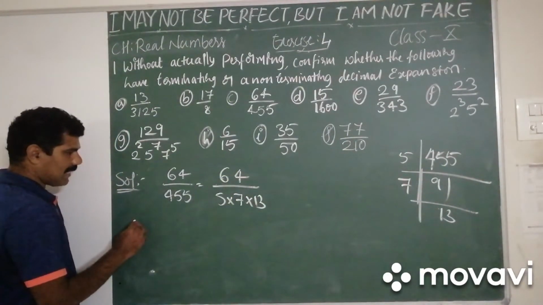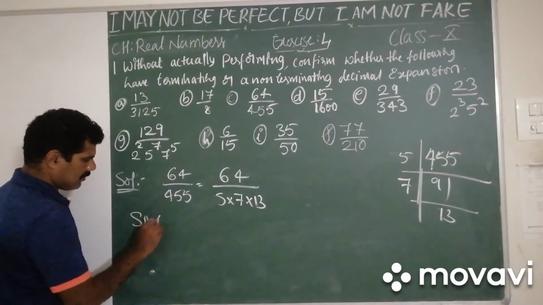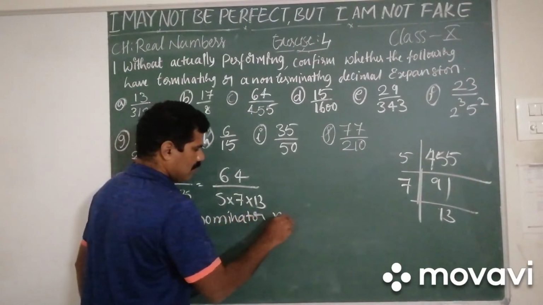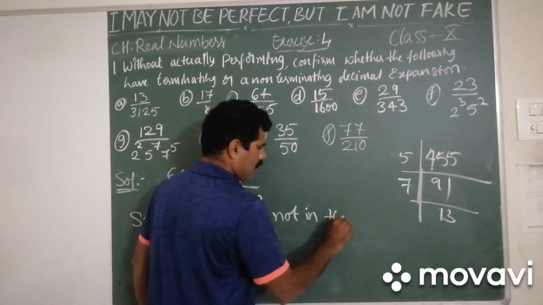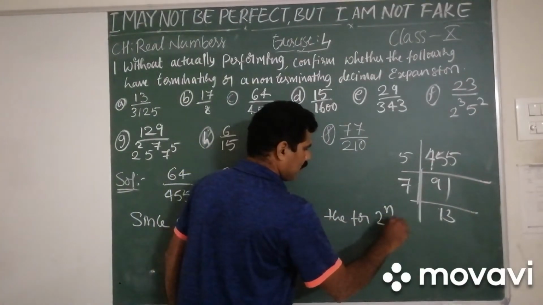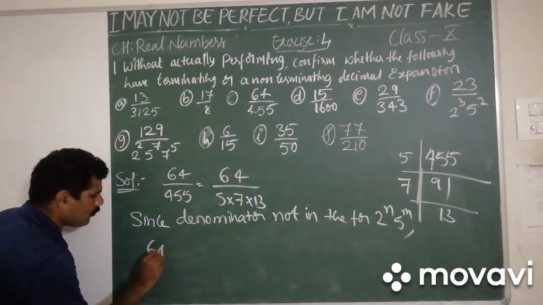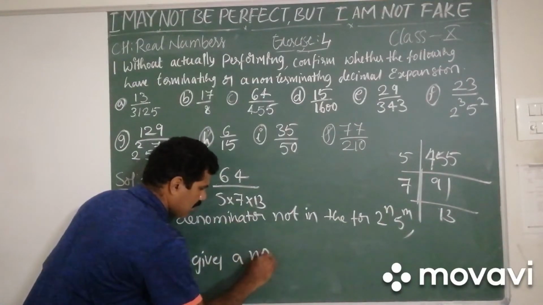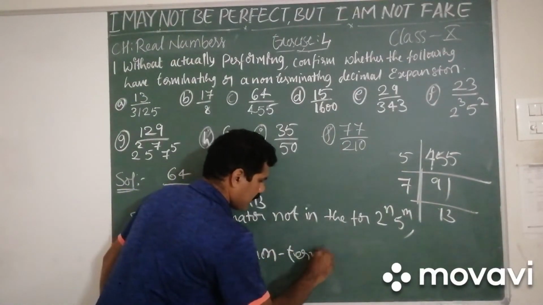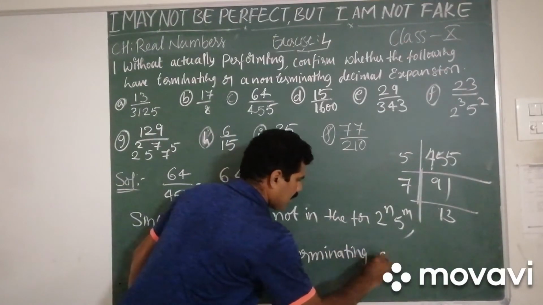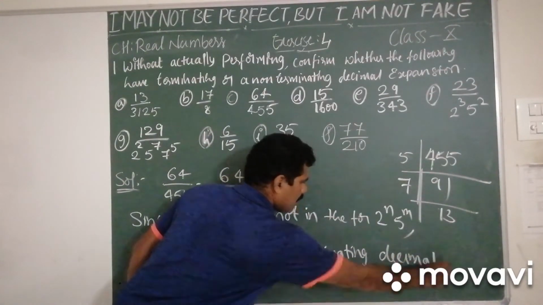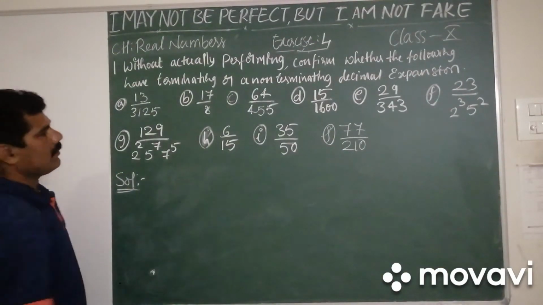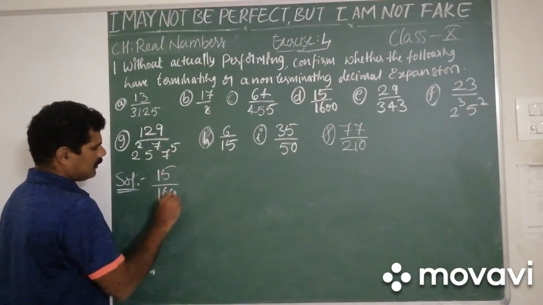So you can write this as: since the denominator is not in the form 2 to the power of n into 5 to the power of m, 64 by 455 gives a non-terminating decimal. Now the fourth one, that is 15 by 1600.